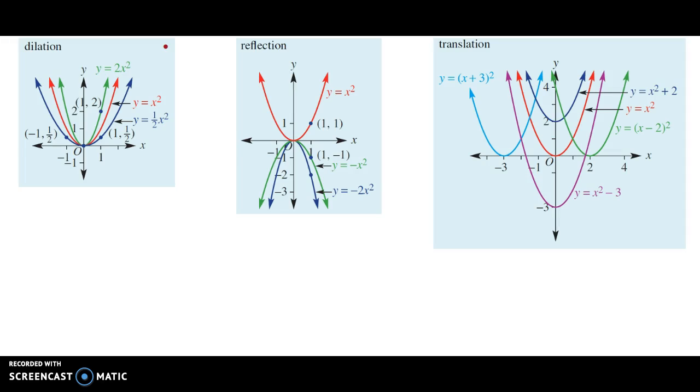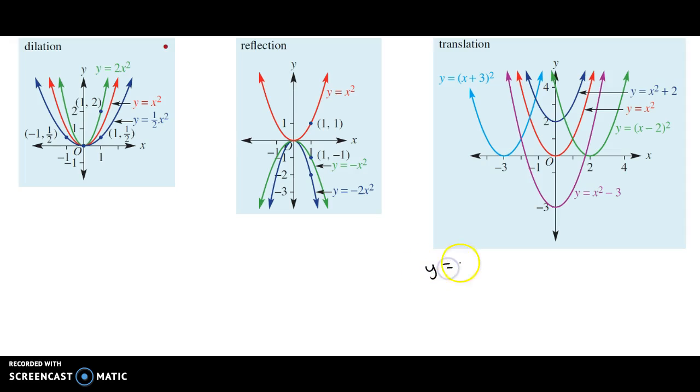In terms of translation along the x-axis, if we first look at this green parabola here, which takes the rule y equals, in brackets, x minus 2 all squared, you'll notice that that has shifted the basic parabola to the right 2 units, which might be a little bit different to what you were originally thinking when you saw the negative 2. You may have been thinking that that moved it in the negative direction 2 units.